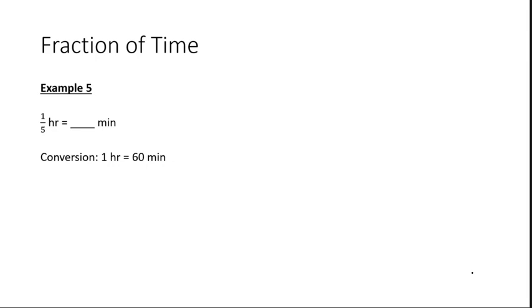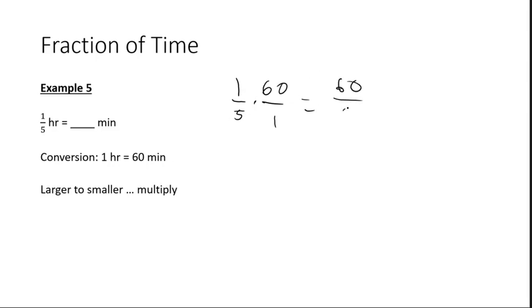So we'll need to multiply. So you multiply 1/5 times 60. All right, so make sure you know how to multiply with fractions. And this is 60 over 1, same thing. And so what you have is 1 times 60 over 5 times 1. So you have 60 divided by 5, which would give you 12. So 1/5 times 60 equals 12, meaning that 1/5 of an hour would equal 12 minutes.